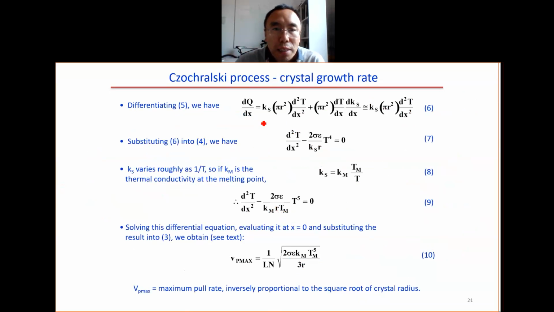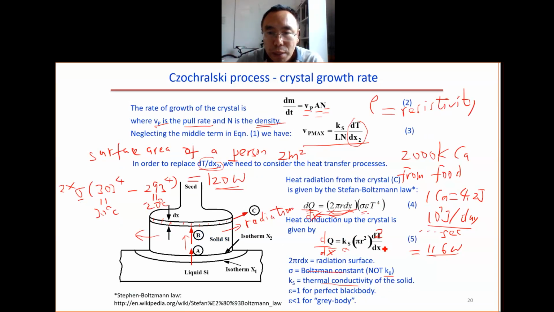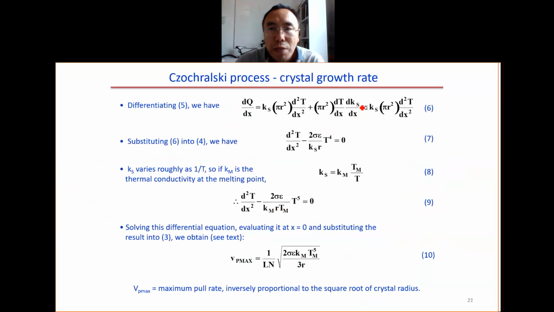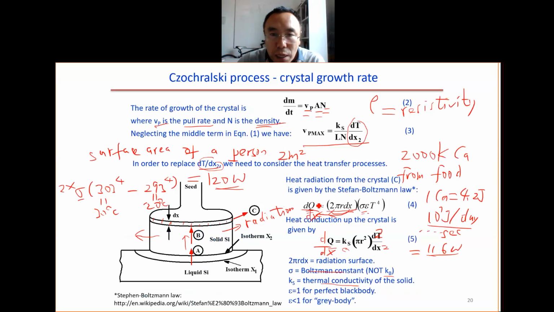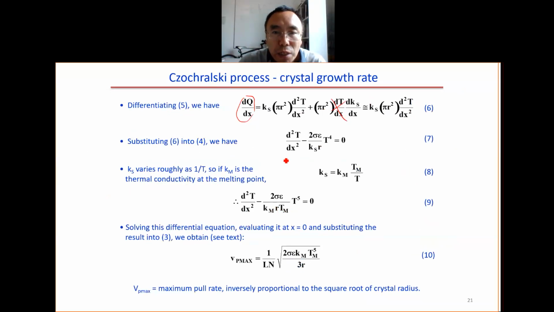So dq over dx equal to the first term is this part. This one becomes this one. So this is the first term. Then we have the second term, dk over dx. We can ignore the change of the thermal conductivity along the x, so we ignore this term. Then this one becomes this one. So here we have the dq over dx, and here we also have dq over dx. Then together, we have this equation here.